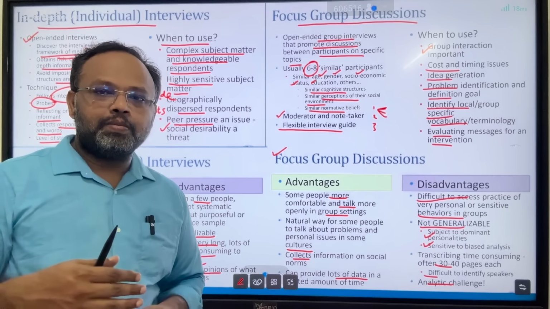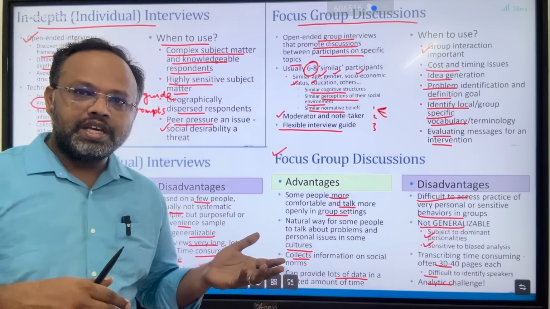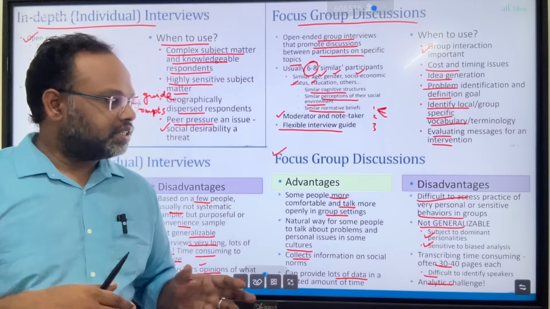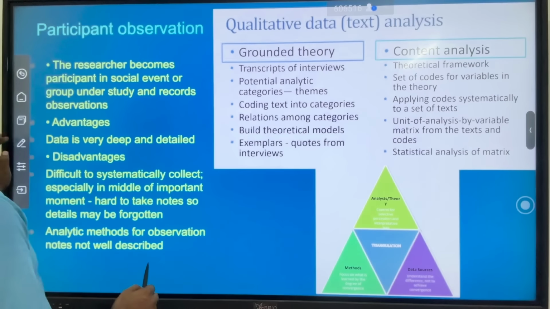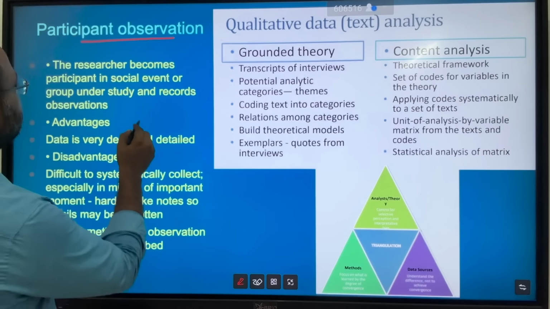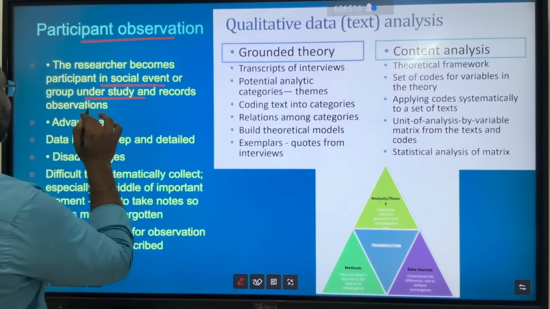Even though nowadays there are many software programs available for transcribing and the work is made easier, for qualitative analysis, the analysis is always a challenge. We have participant observation, the other method of qualitative research. The researcher becomes a participant in the social event or the group under study and records the observations.